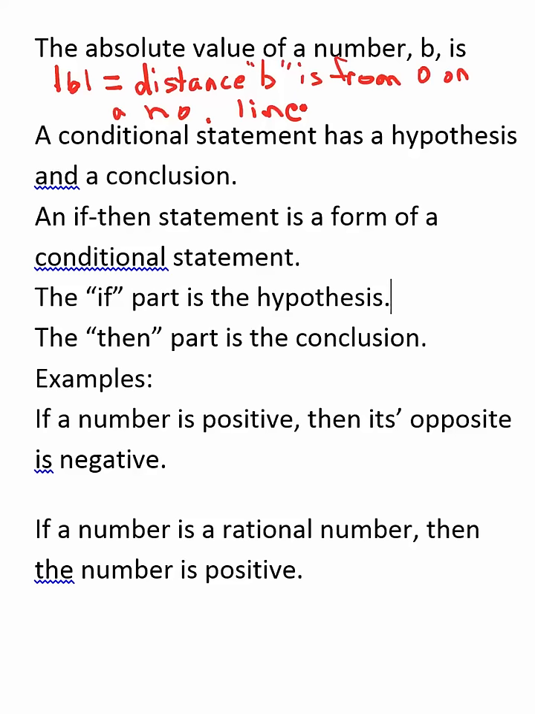A conditional statement has a hypothesis and a conclusion. The hypothesis is always true, and the conditional statement will be true if the conclusion is always true. If there's one instance where the conclusion will be false, then we have to say the conditional statement is false. An if-then statement is a form of a conditional statement. The part of the statement that comes after the if is the hypothesis, and the part of the statement that comes after the then is the conclusion.